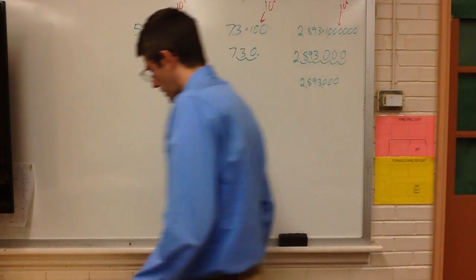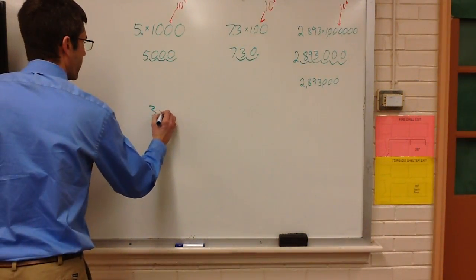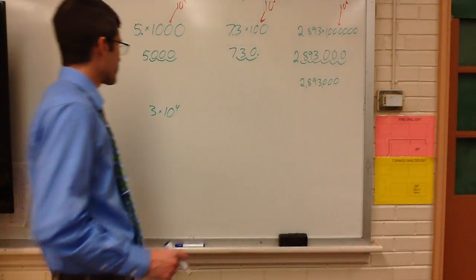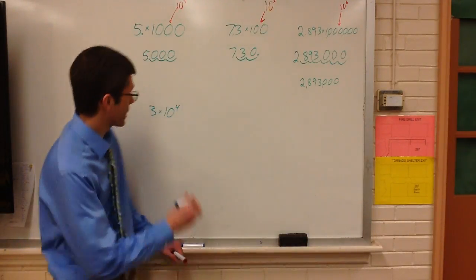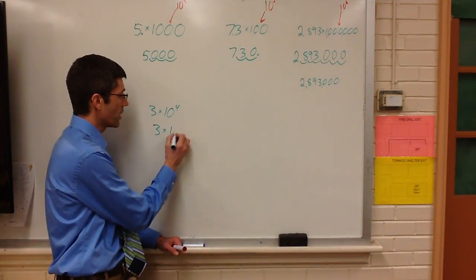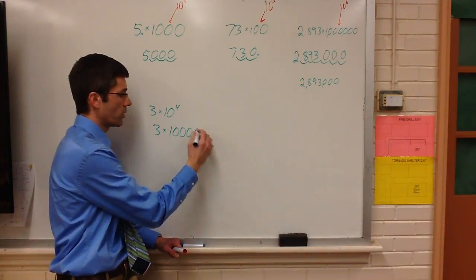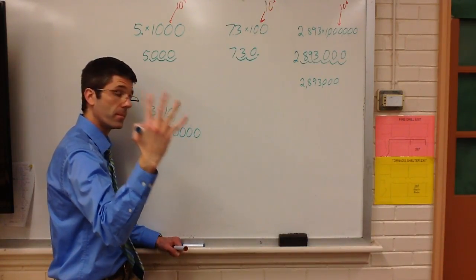Okay, the next one. 3 times 10 to the 4. 3 times 10 to the 4. Well, 10 times 3 to the 4? What in the world is 10 times 3 to the 4? I'm glad you asked. This is the same thing as 3 times 1, 0, 0, 0, 0. 4 of them.